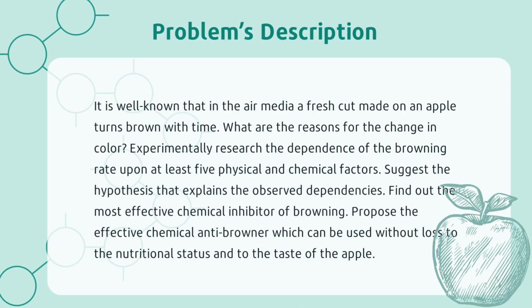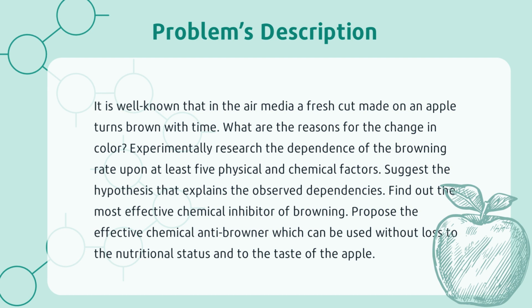Problem description. It is well known that in air a fresh cut made on an apple turns brown with time. What are the reasons for the change in color? Experimentally research the dependence of the browning rate upon at least five physical and chemical factors. Suggest the hypothesis that explains the observed dependencies. Find out the most effective chemical inhibitor of browning.